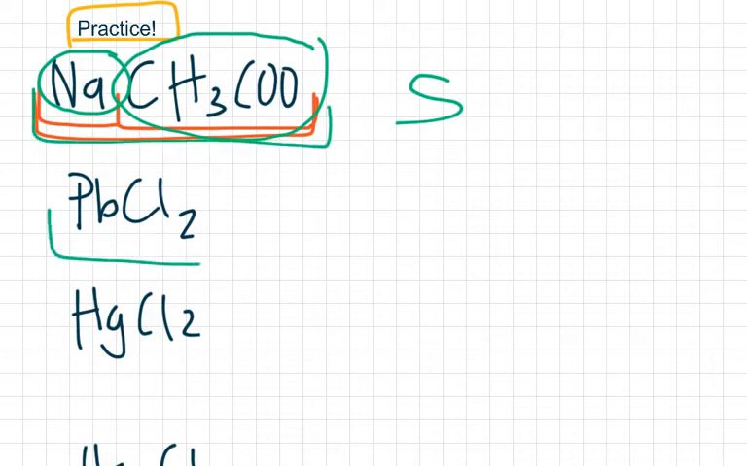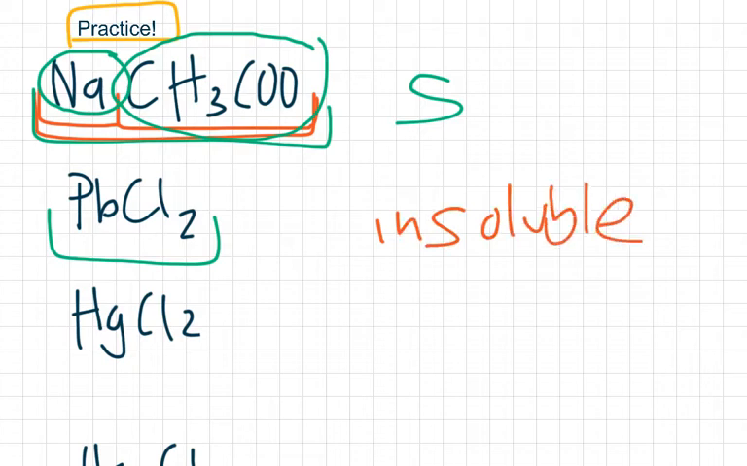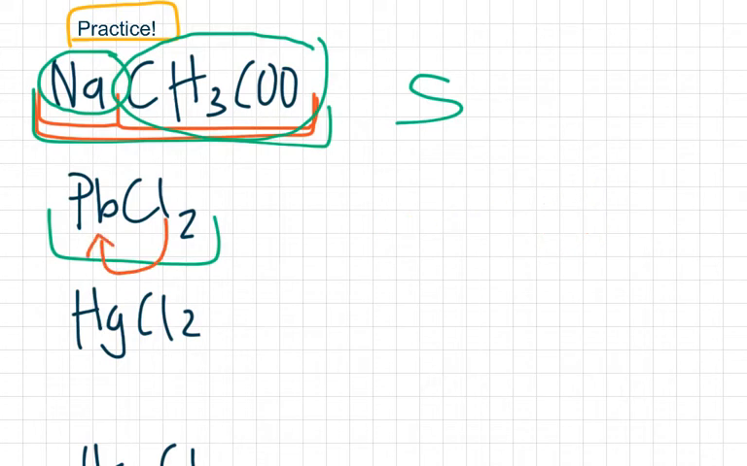Now, what about lead 2 chloride? Lead 2 chloride is going to be insoluble because chlorides are usually soluble except for when they are paired with things like Pb2+. So this will be insoluble, and I will shorten that to, how about INS?